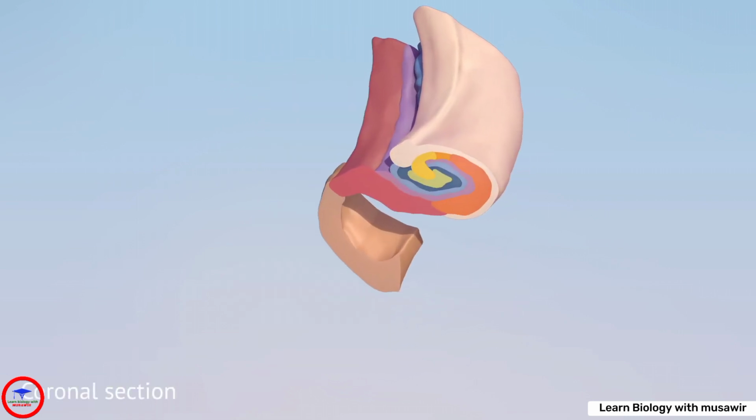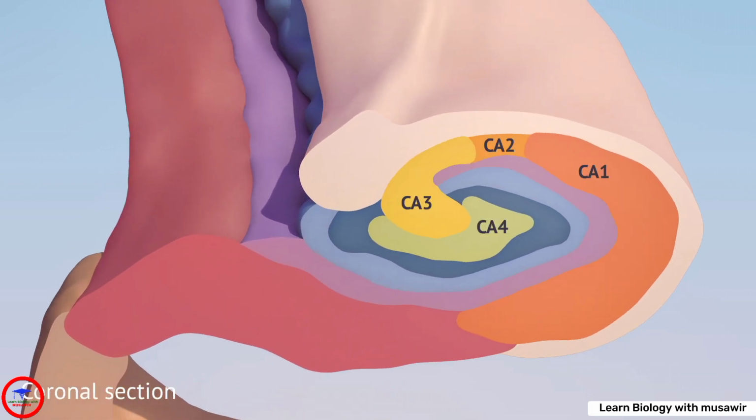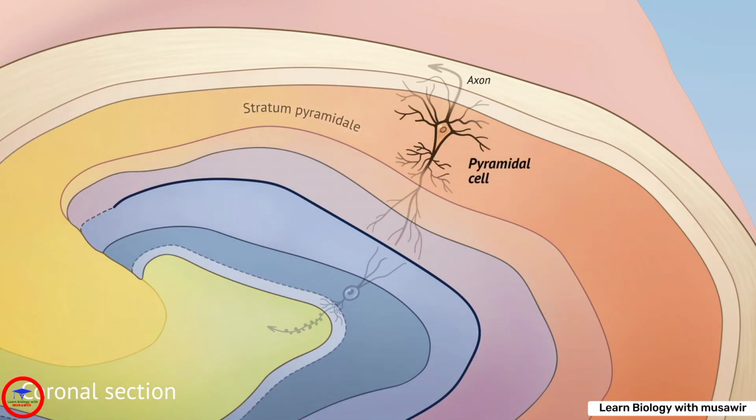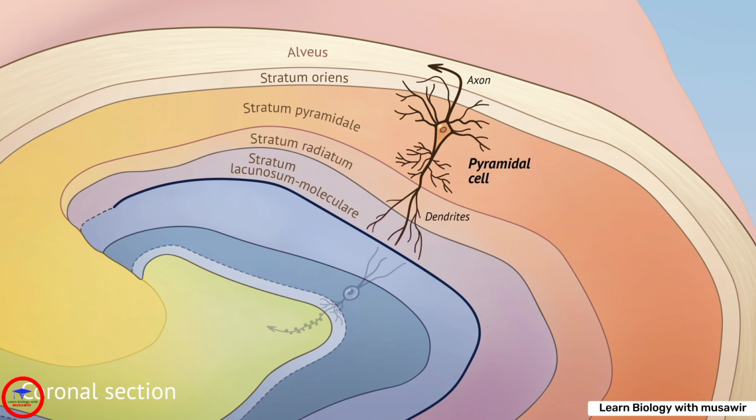In this coronal section, we can see the 4 subfields of the cornu-aminus. The axons of the pyramidal cells in these subfields travel through the stratum oriens to wrap around the hippocampus as the alveus, a layer of white matter fibers leading to other brain regions. Pyramidal cell apical dendrites radiate through the stratum radiatum and continue to stratum lacunosum moleculare.